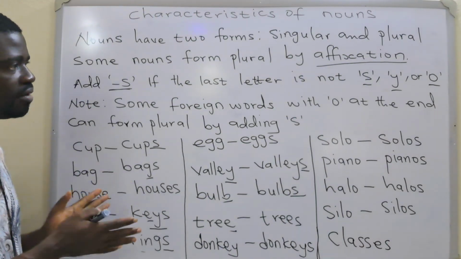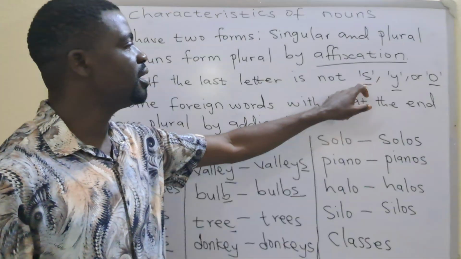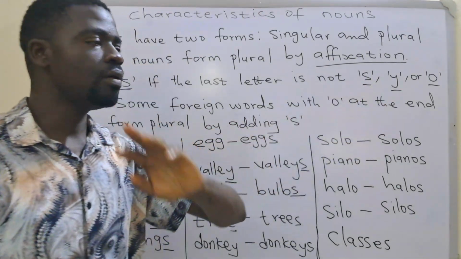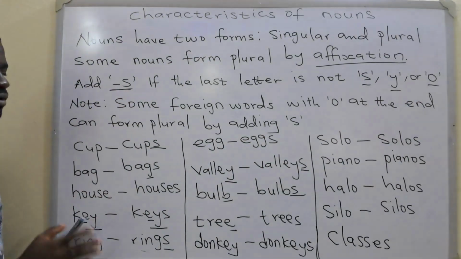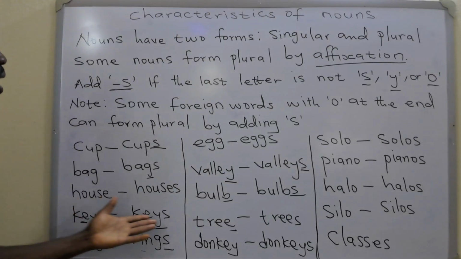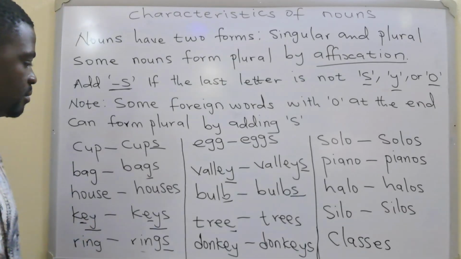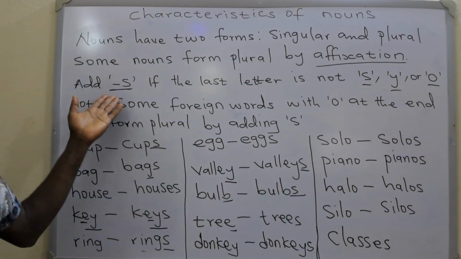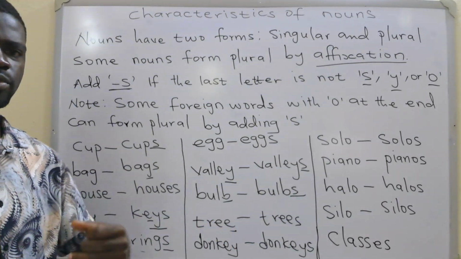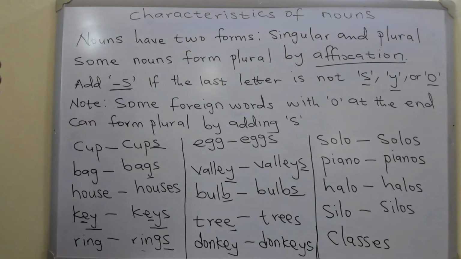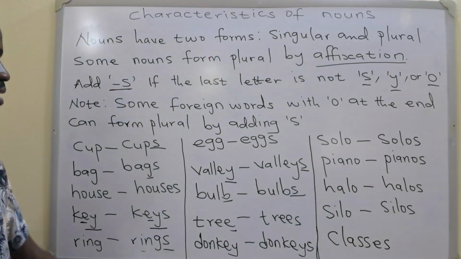So if that noun ends in any other letter apart from S or Y or O, then you will simply add this morpheme S to the noun to form plural. And here are examples. You can still find many other examples of nouns that can take S to form their plural. You can write them down, you can have a list of those nouns, and you can even put them in the comment section. If you also know some other nouns that are exceptions, like these ones, then you can put them in the comment section.